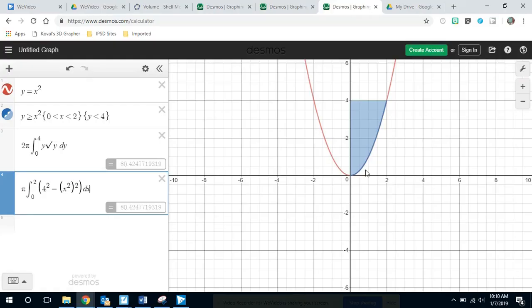Problem 4, we have this area, and if we use disks and shells, we get the same answer, which is 80.425. I explained it pretty well, I think, when I was writing it down, so I don't need to go into too much detail on the Desmos part of this.